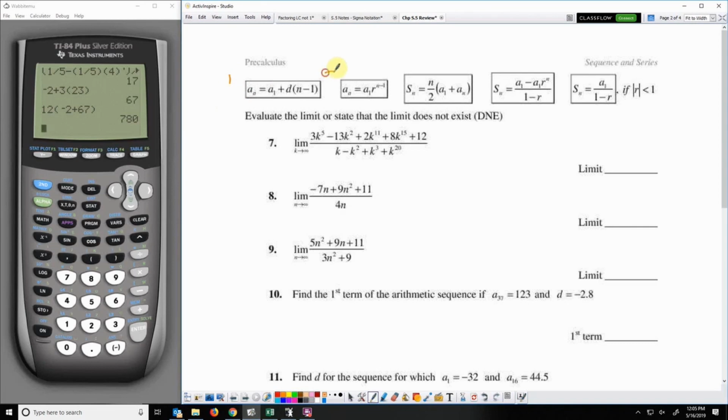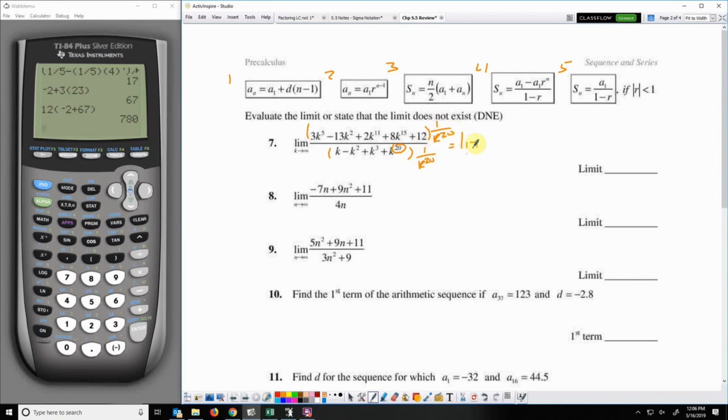Formulas 1, 2, 3, 4, and 5. So we're starting with limits, which actually don't even use any formulas. When there are multiple terms in the denominator, I'm going to look for the biggest exponent in the denominator, and that is right here. It is the 20th power. So I'm going to multiply the numerator and the denominator both by 1 over k to the 20th power.